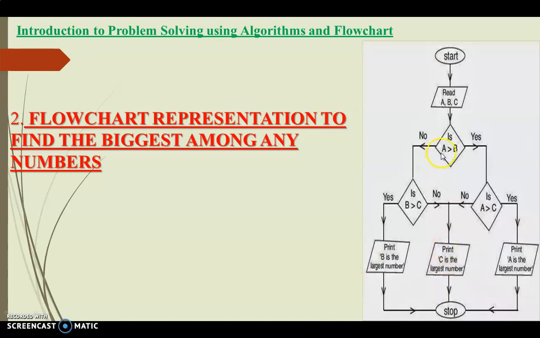Here it is C. If A is greater than B is false, it comes here: is B greater than C? If it is true, B is the biggest. Otherwise, no, C is the largest number. Everywhere you can see flow lines, and all reach the stop point. Wherever the flow travels, the sequence moves, it has to come to the end point. From start to end, it has to reach.